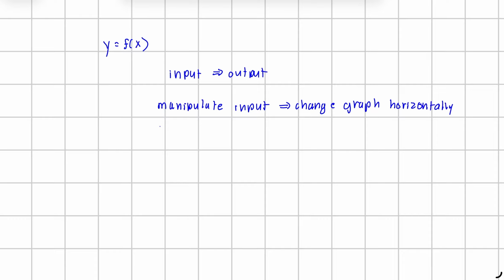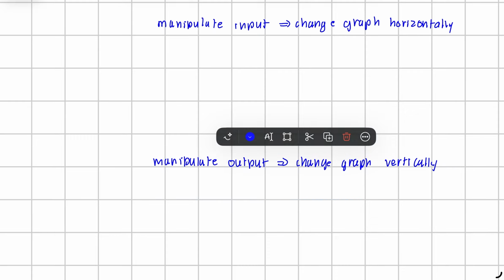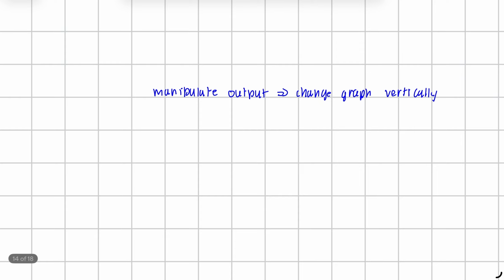Now, if you manipulate an output, that's going to cause a change in the graph vertically. So let's say we have an output transformation that is vertical. So these are going to be outside of the function.